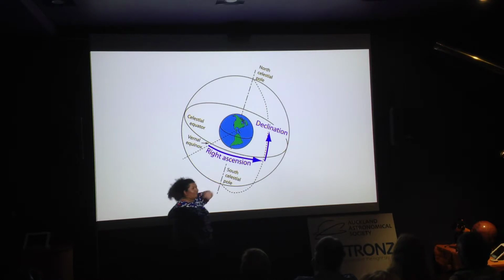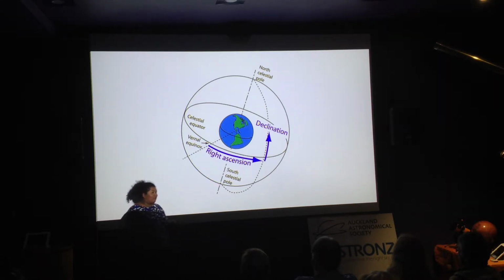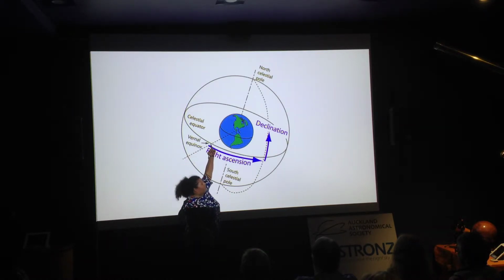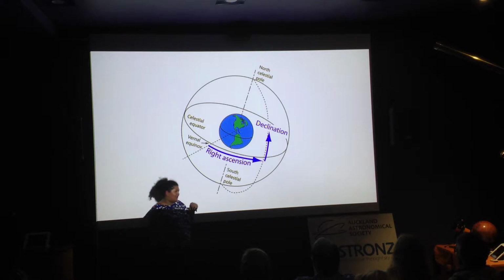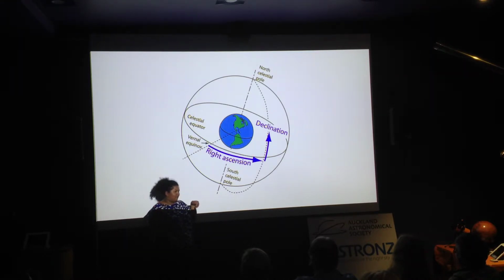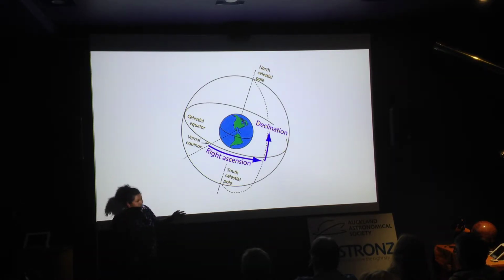Cool. Now, the thing is, you don't just take the right ascension from any point. You have to measure it from the first point of Aries. The vernal equinox is another name for it, the point where your celestial equator and your ecliptic intersect. And from that point eastward, you measure the right ascension. Cool? And then you've got declination, positive or negative.